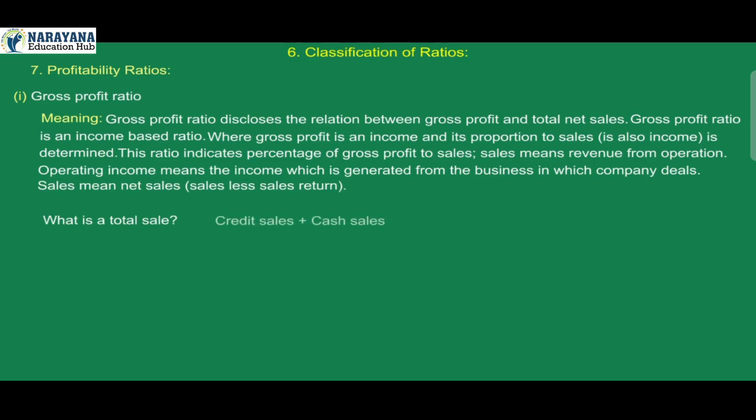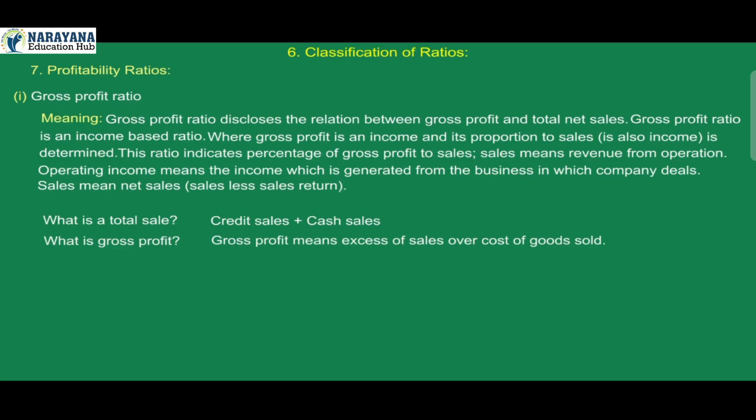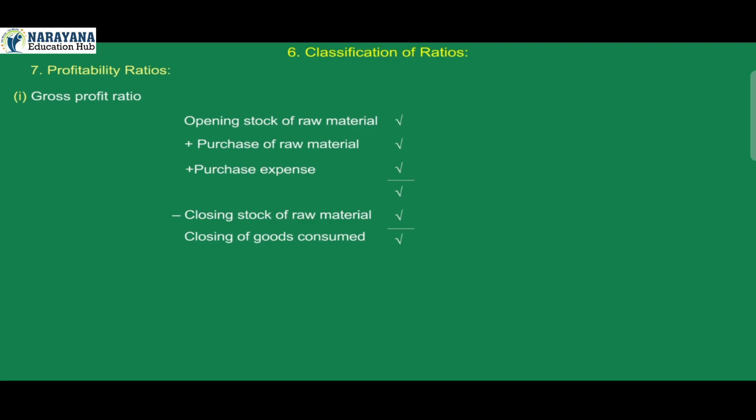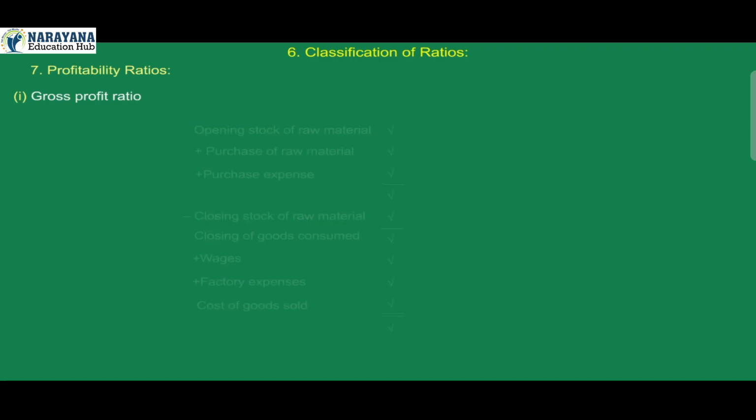What is the total sale? Credit sales plus cash sales. What is gross profit? Gross profit means excess of sales over cost of goods sold. What is cost of goods sold? Cost of goods sold is determined as follows. Opening stock of raw material plus purchase of raw material plus purchase expense minus closing stock of raw material, cost of goods consumed, plus wages plus factory expenses, cost of goods sold.